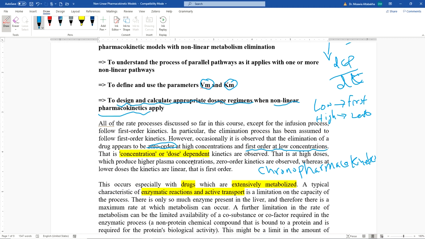or concentration dependent kinetics for drugs that are extensively metabolized, meaning their main route of elimination is through metabolism.